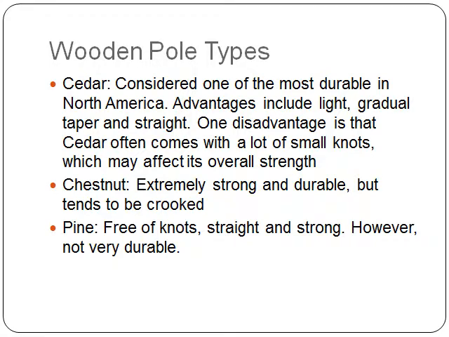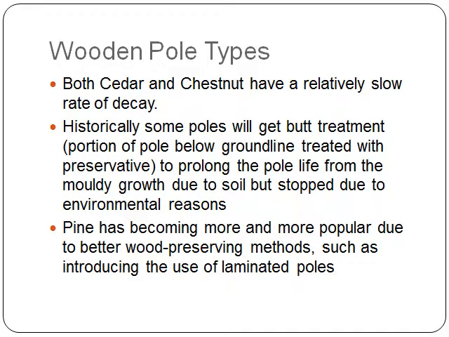The second type of wood pole is chestnut. Chestnuts are extremely strong and durable, but tend to be crooked. Lastly, pine is usually free of knots, straight, and strong as well. However, pine has the disadvantage that it's not really reliable as it's prone to rot. Cedar and chestnut, on the other hand, have a relatively slow rate of decay.